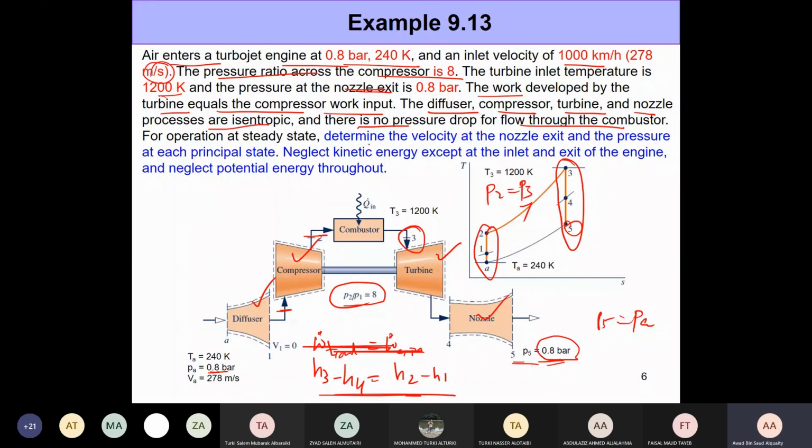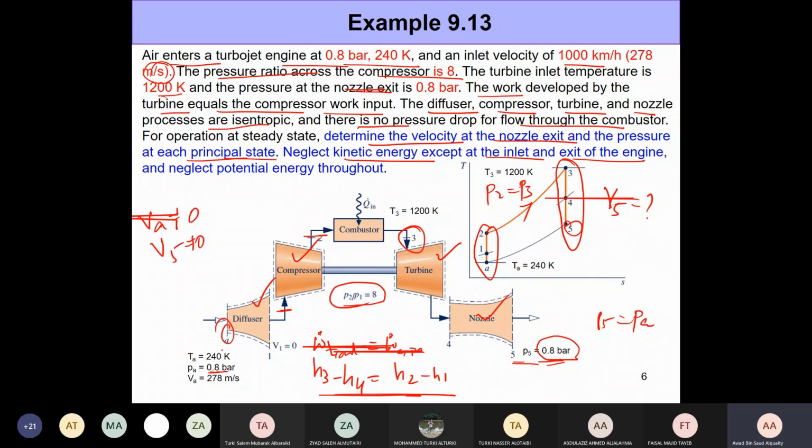For operation at steady state, we need to determine the velocity at the nozzle exit. So we want V5. We need to determine V5 and also the pressure at each principal state. We can neglect kinetic energy except at the inlet and exit of the engine, and neglect potential energy throughout. So VA is not equal to 0 and V5 is not equal to 0.